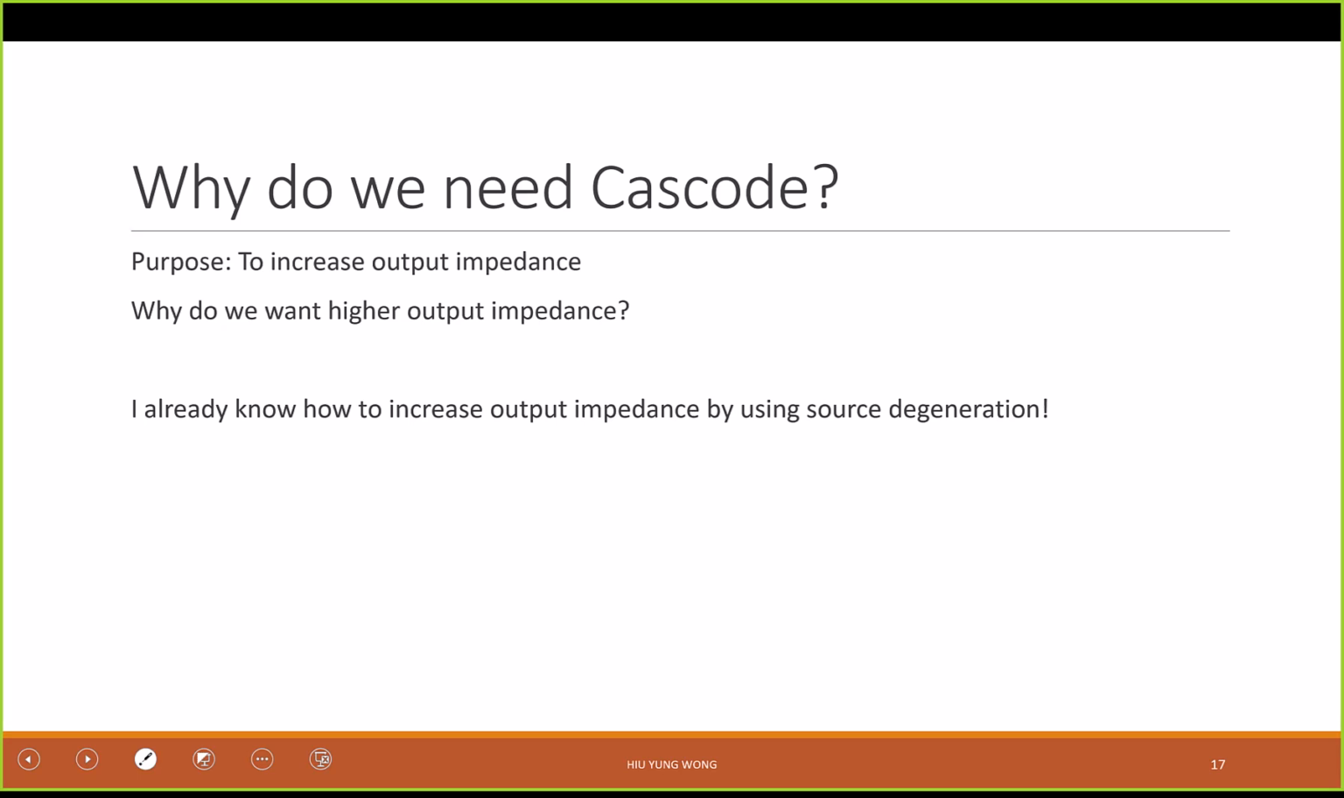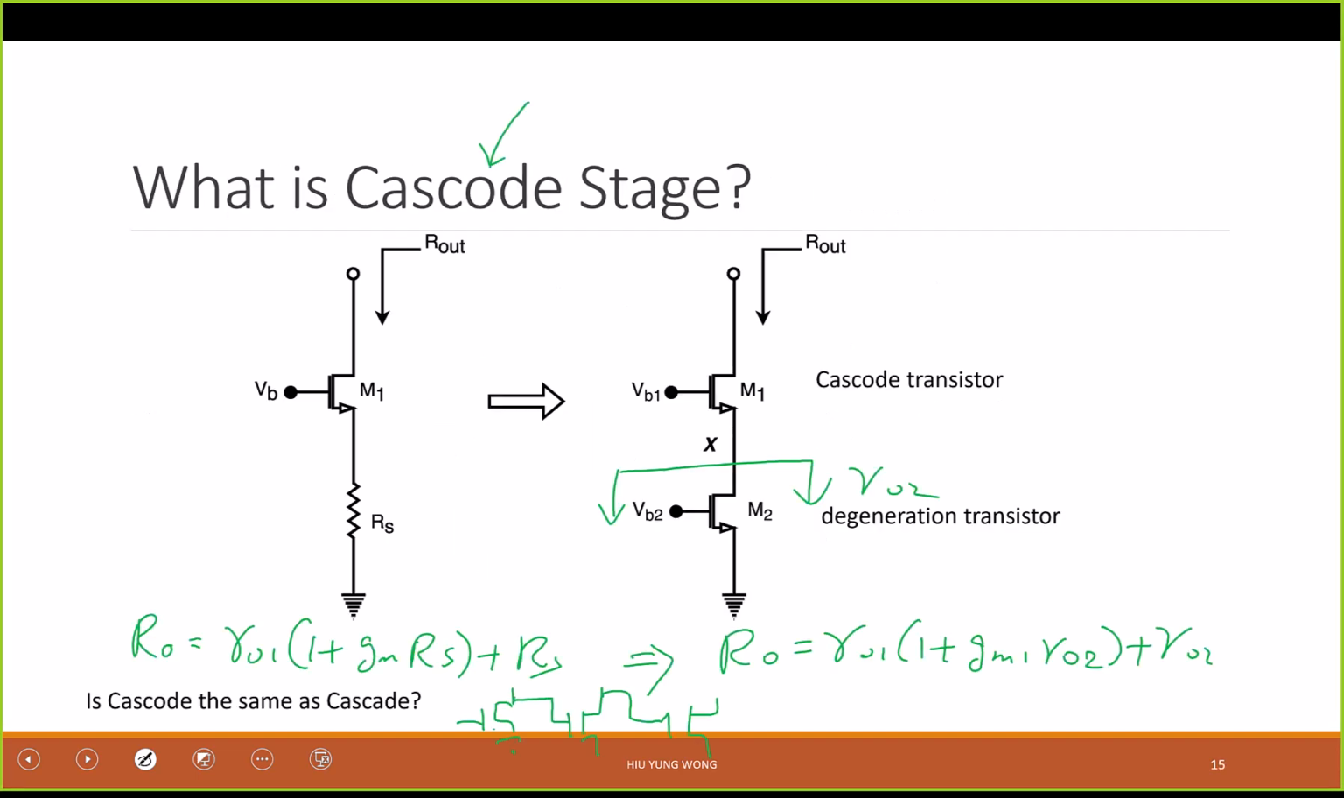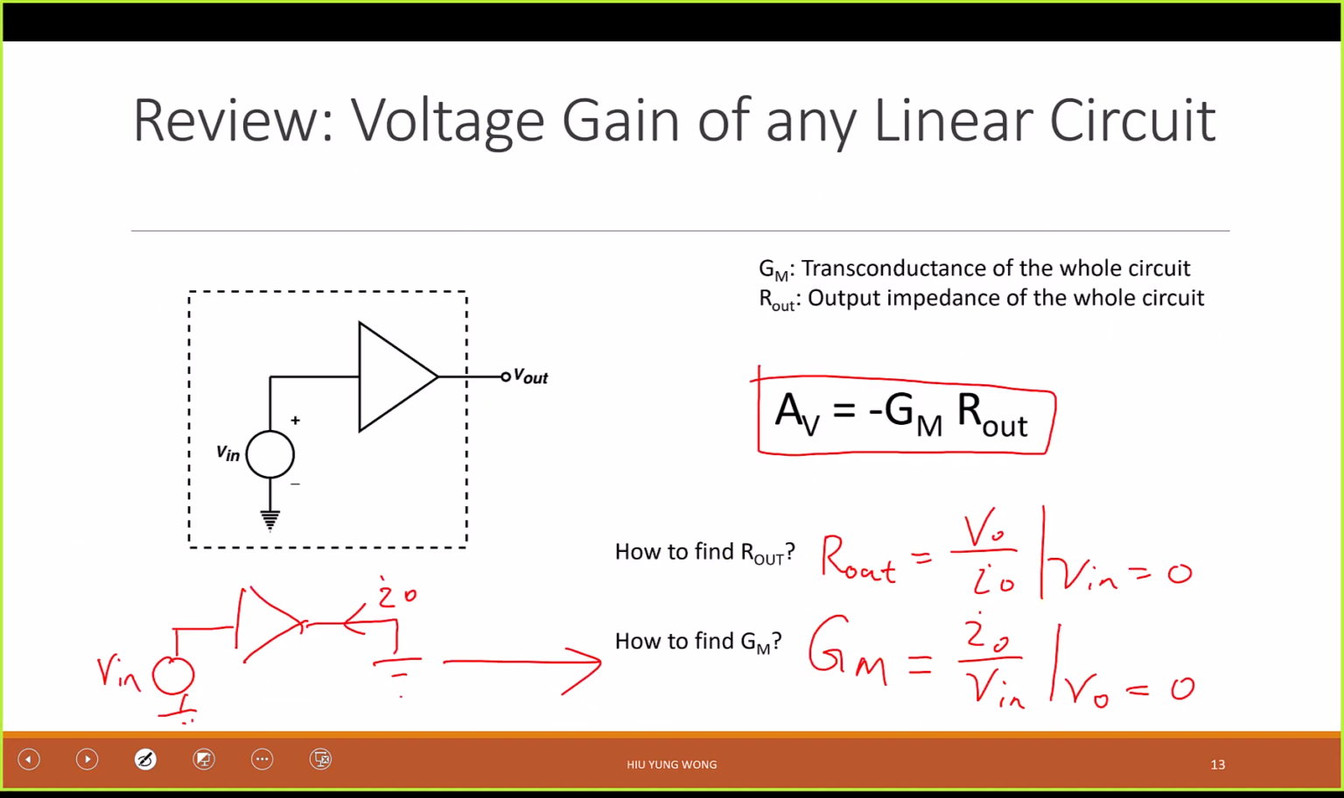But why do we want to do that? Why don't I just use something simple? It is because we want to increase the output impedance, right? Why do we want to have a higher output impedance? Yes, we can have a more ideal current source, but what we're using here is an amplifier. We are not making an ideal current source, but something very similar. Higher gain, because I have a higher R out, right?